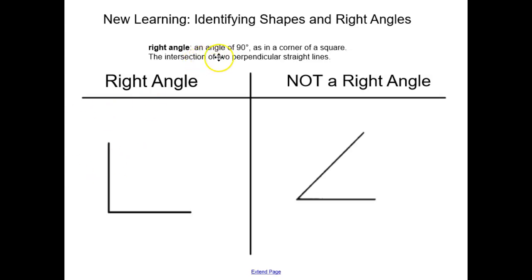A right angle is an angle of 90 degrees, as in the corner of a square, or the intersection of two perpendicular straight lines. I know that this angle is a right angle because there are two perpendicular straight lines that come together to form this corner.